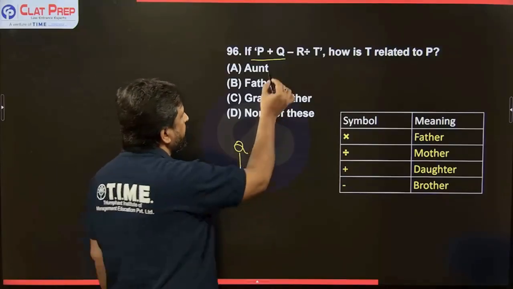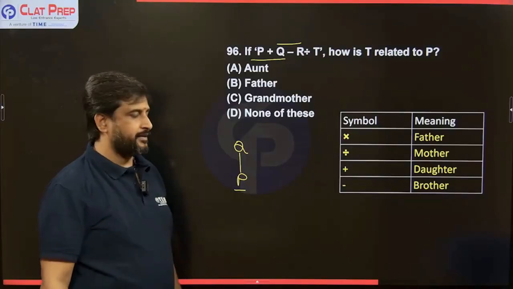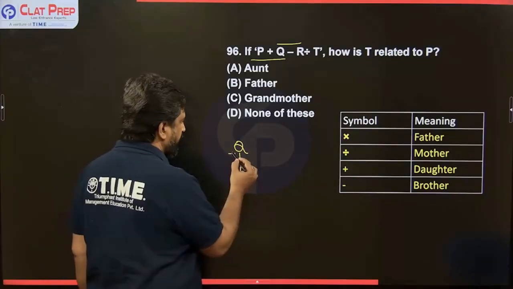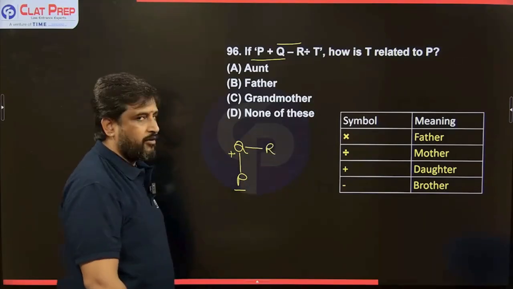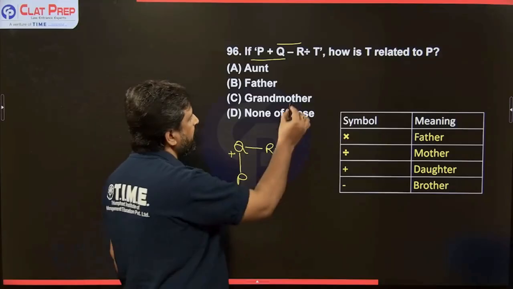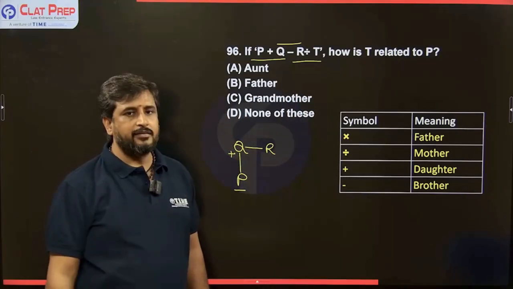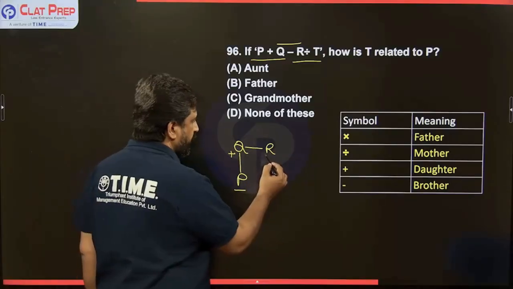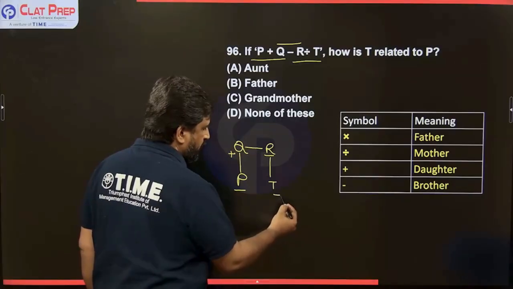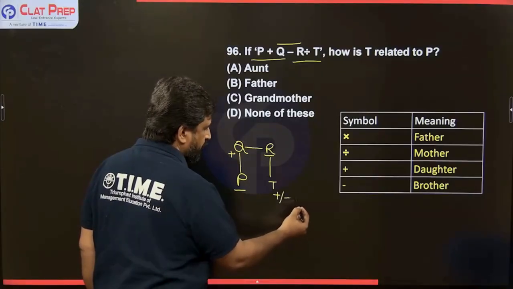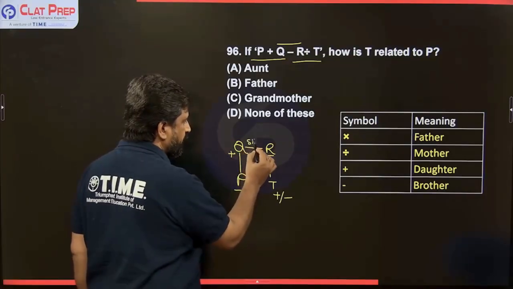Now, what does the second statement say? Q minus R. A minus means a brother. So Q is the brother of R, so both belong to the same generation. Next, finally, R divided by T. R divided by T means R is the mother of T. And we do not know the gender of T. T could be male or it could also be female. And these two people, Q and R, are siblings.